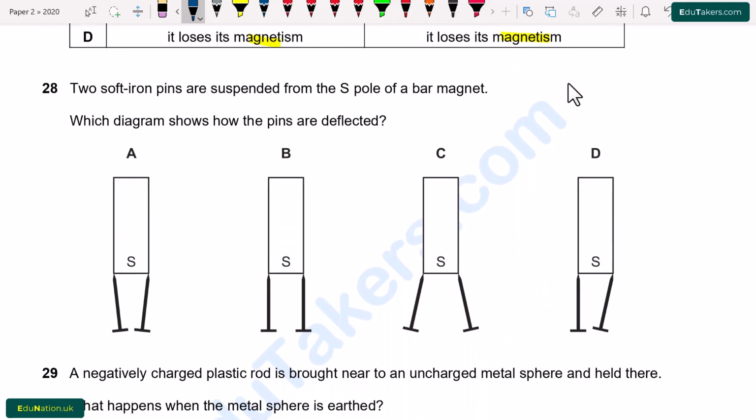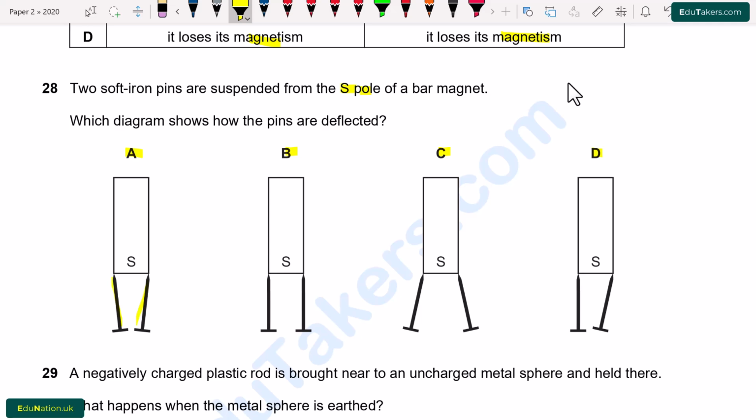Question number 28. Two soft iron pins are suspended from the south pole of the bar magnet. Which diagram show how the pins are deflected? So when the pins are attached at the south pole of the bar magnet, the pins are deflected. So here 4 diagrams are shown: A, B, C and D. In the first diagram, there is a very little deflection, that the pins move inward.